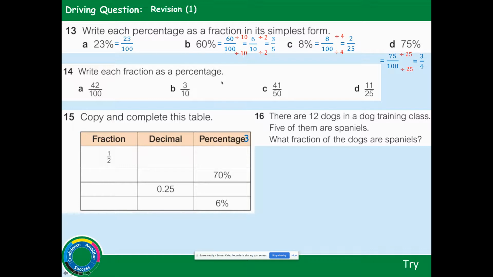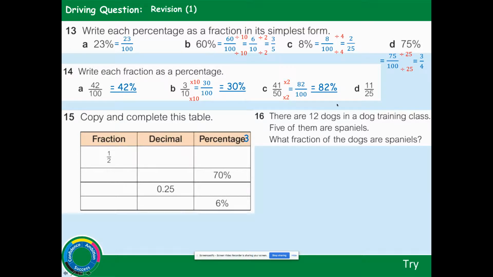Write each fraction as a percentage. So percentage, we need it to be out of 100. This one is out of 100. What is it? It's 42 out of 100. So that's 42%. This one is 3/10. So if I multiply by 10, I will get hundredths. 30 hundredths, so that's 30%. 41 over 50, so 50, if I times that by 2, I'll end up with 82 over 100, which is 82%.